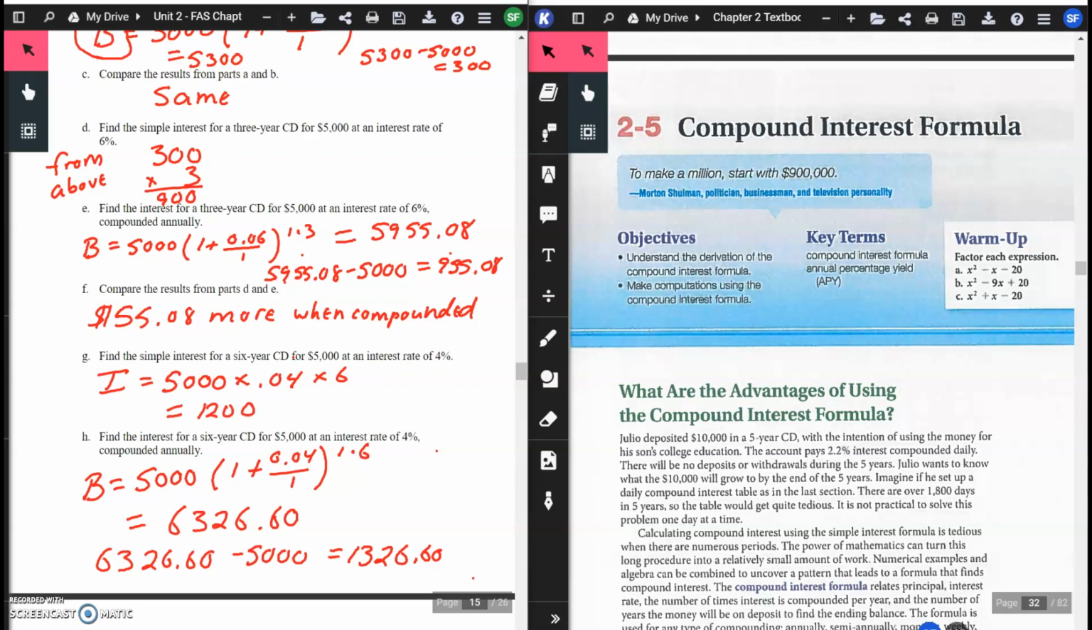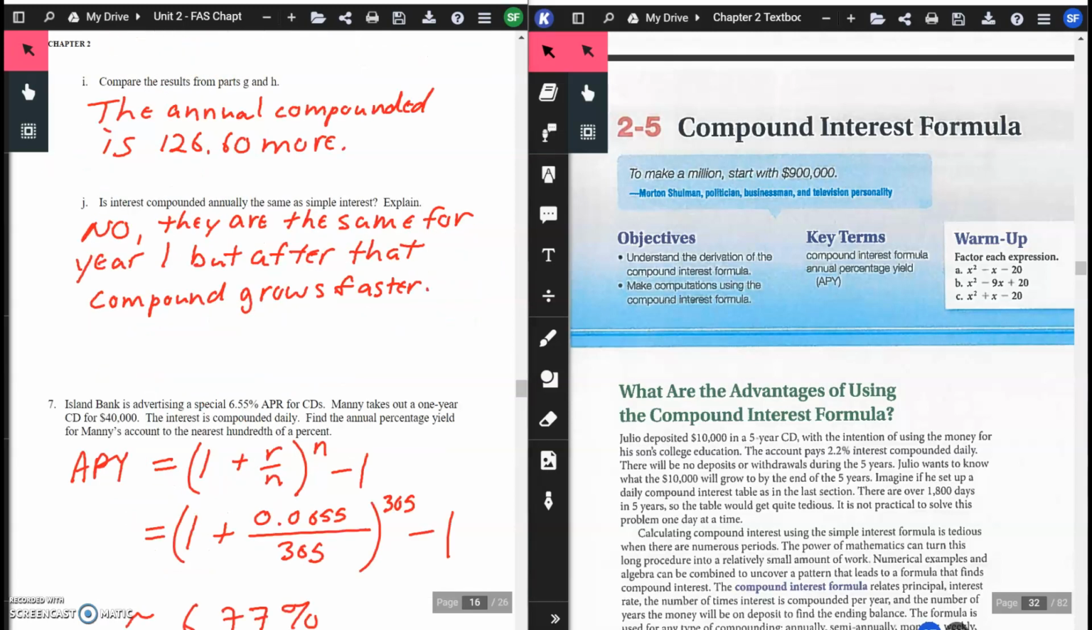Find the interest for a 6-year CD at $5,000, interest rate 4%, compounded annually. Here we're going to use our ending balance formula. So you have 5,000 as your initial deposit, times 1 plus 4%, divided by 1, because it's compounded annually, raised to the NT. N is 1, compounded annually, times T for 6 years. That gives you an ending balance of $6,326.60. The difference there is you have $1,326.60 worth of interest.